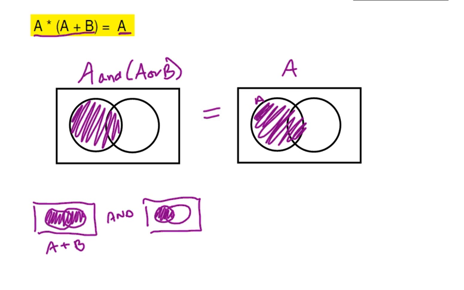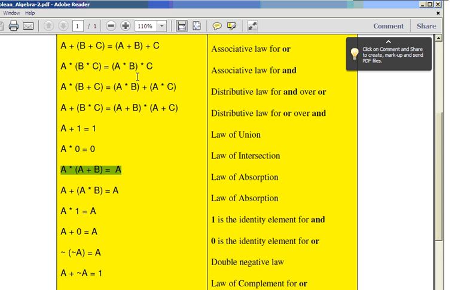All right, now, not only is it if it's and then or, it works the other way as well. So on this next one, we could do A or A and B, and you're going to see the same thing because there's those 2 A's showing up. Law of absorption says it will be A.